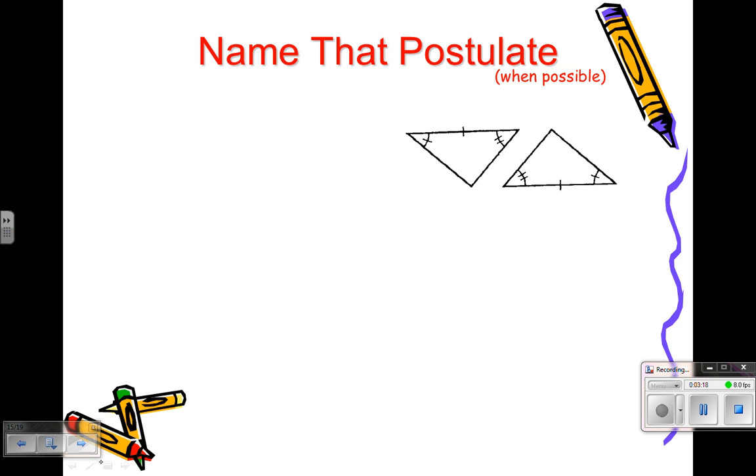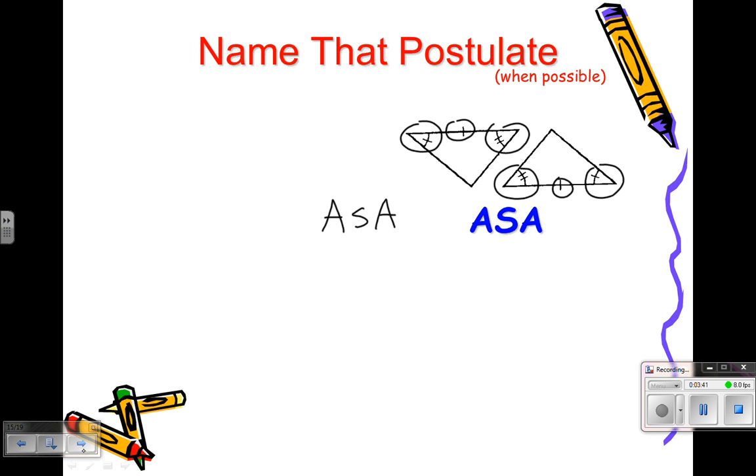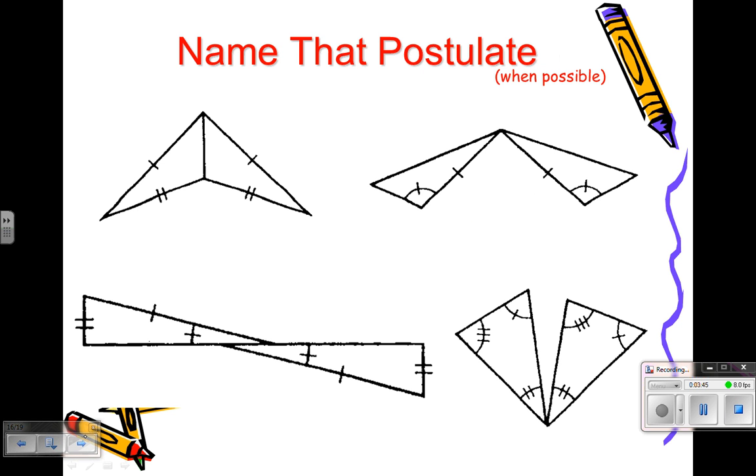So pause the video and name which postulate would prove these triangles are congruent. All right, we have angle to angle, side to side, and angle to angle. The side is between the angles, so it's going to be ASA. There it is. All right, so once again, I'm going to ask you to pause and try to identify on these four triangles which postulate you would use to prove congruence.